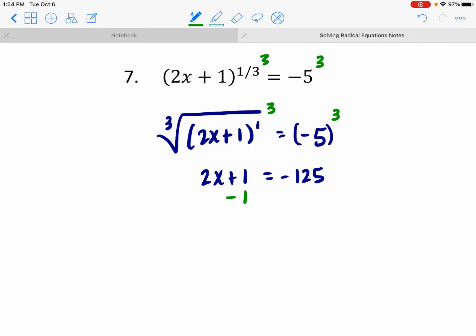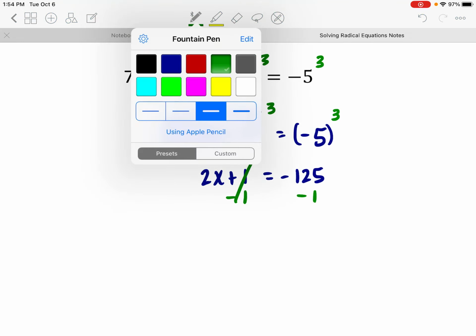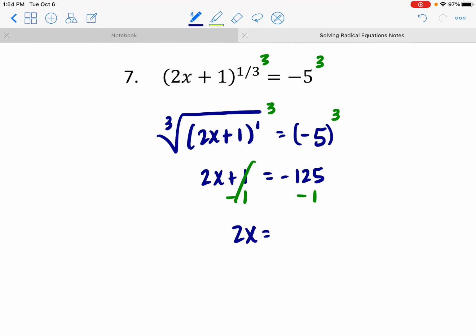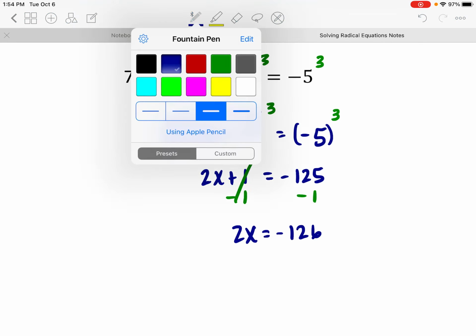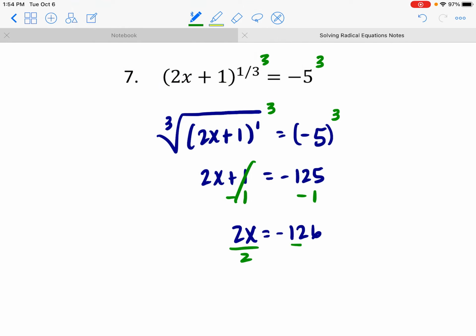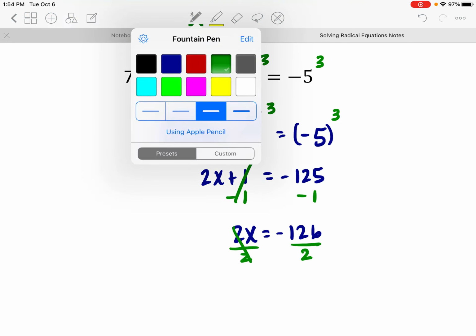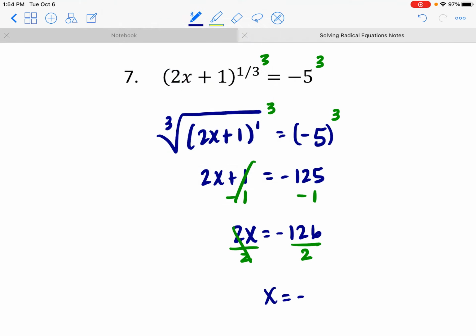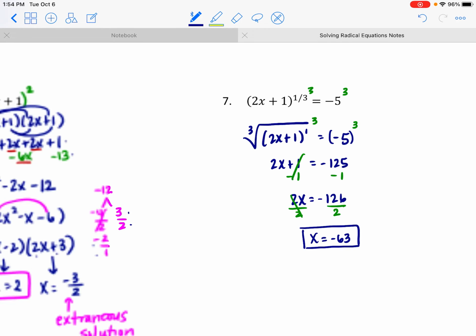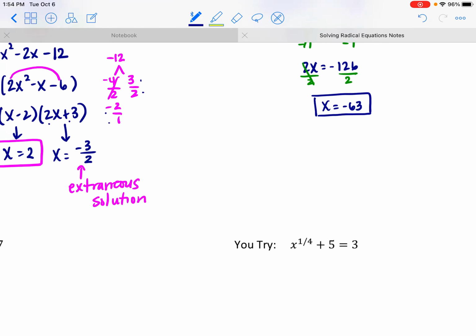Now I want to get x by itself, so subtract 1 over. And now I have 2x equal to negative 126. Lastly, divide both sides by 2. So x is going to be equal to a negative 63. You can check it. It's going to work. You don't have to worry about a restriction here anyway because it's a cube root.